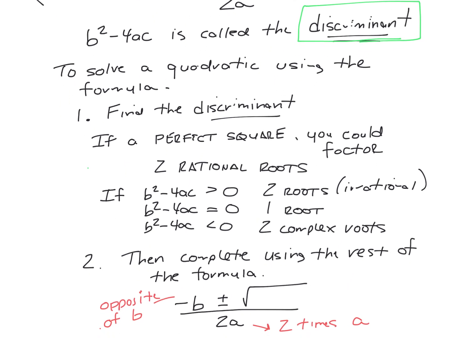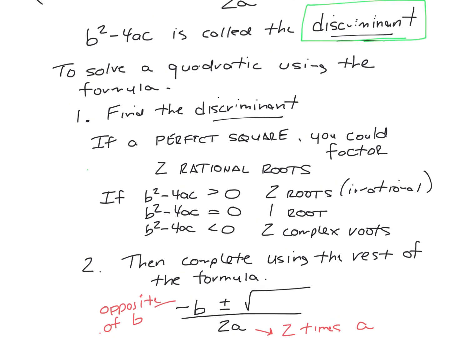If that is a perfect square, so if that's a number like 4 or 9 or 25, that means you could factor the problem. It also means you would have two rational roots, which means they could be written as fractions. If the discriminant, this b squared minus 4ac part, is greater than 0, which means if it's positive, you're going to have two roots. And if it's not a perfect square, they will be irrational roots, which means they would involve a square root of a number that's not a perfect square.